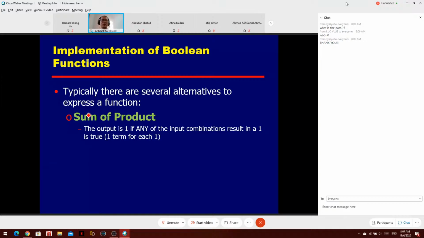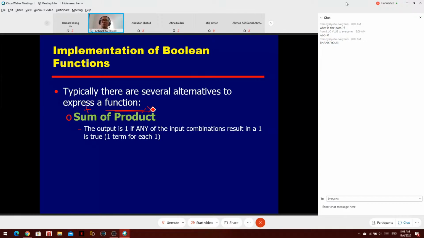Now, what does this basically mean? Sum here means we want to add. But of course, in a Boolean expression, we are not actually adding. What we are doing is an OR, an ORing. And in product, what do we mean by product? When we do normal mathematics, product is multiplication. But of course, in Boolean algebra, we are not doing multiplication. We are doing an AND.